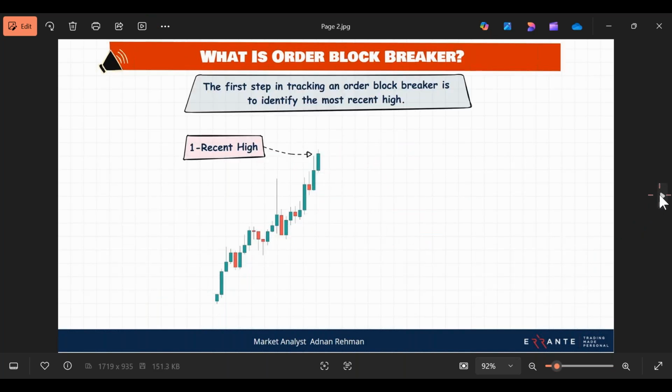Okay, the first thing that you need to keep in your mind while understanding this order block or breaker, how to identify it, the first step is this one. The first step in tracking an order block breaker is to identify the most recent high. For example, you have this market that is moving towards the upside. That is what we are seeing.